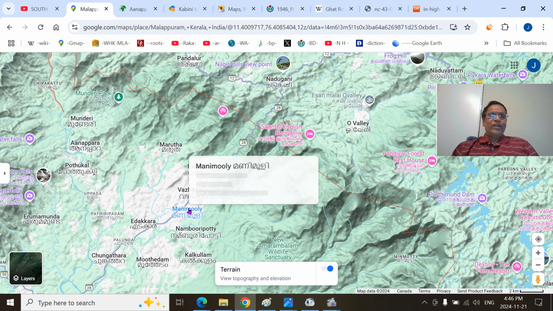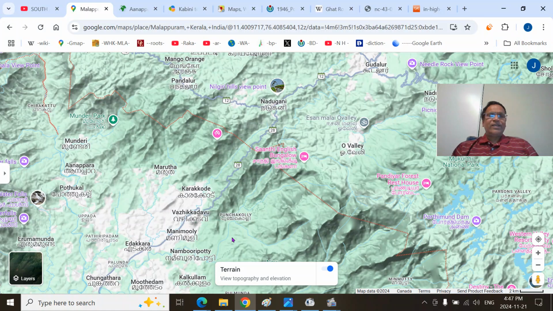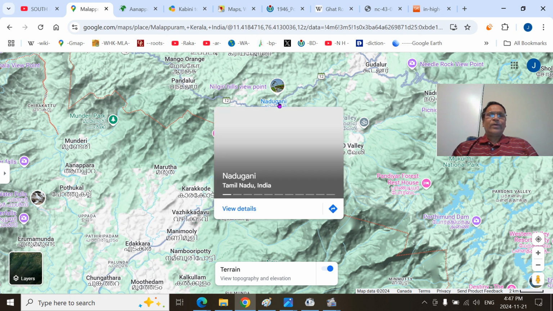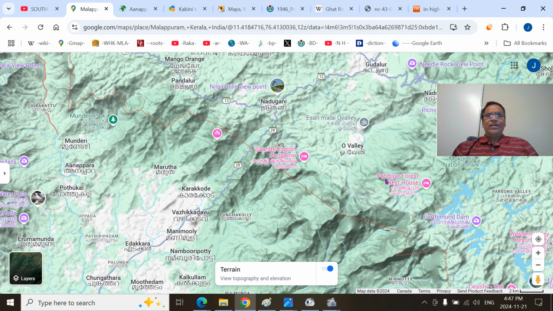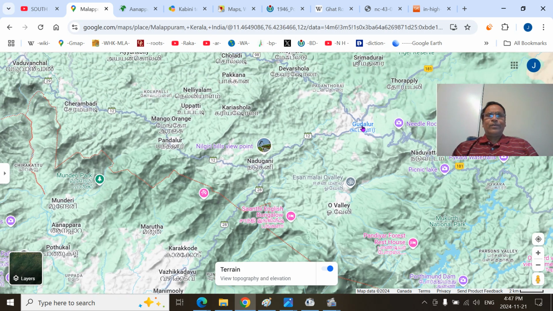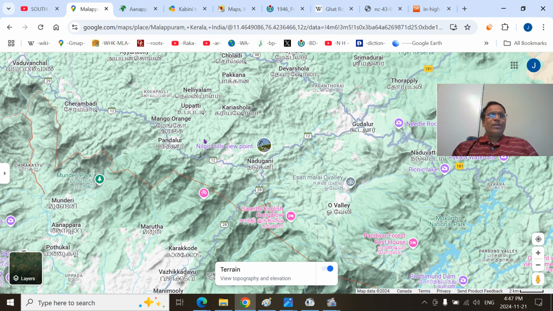Then abruptly on the roadway you can see the hairpin bends start here. Manimooly town here. After that you can see a very steep climb. You can see all the hairpin bends here and towns. You go eventually to Nedungani. That's the pass. Nedungani, they have spelled it differently here. But sometimes the pass is also called Gudalur pass. That's the Gudalur pass. And previously we looked at the Pandalur pass.